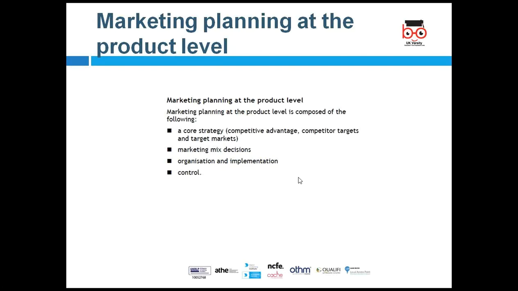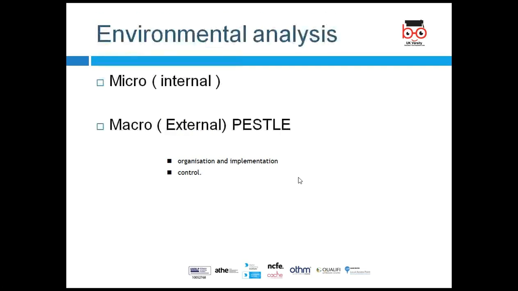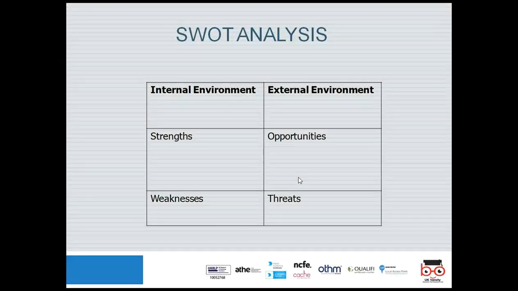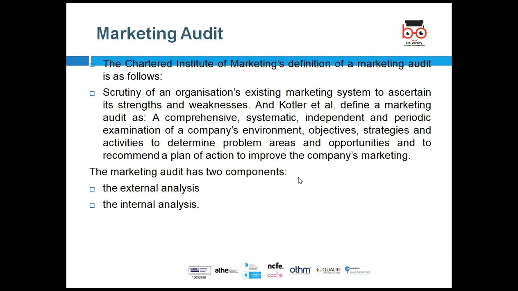Okay, so when we look at marketing planning at product level, the market plan at the product level is informed by core strategies and the marketing mix, and always we need to look at the micro and macro environment, both, and SWOT analysis: strengths, weaknesses, opportunities, and threats. We need a marketing audit. Of course, we need to look at the existing marketing system. Strengths and weaknesses are defined quarterly.